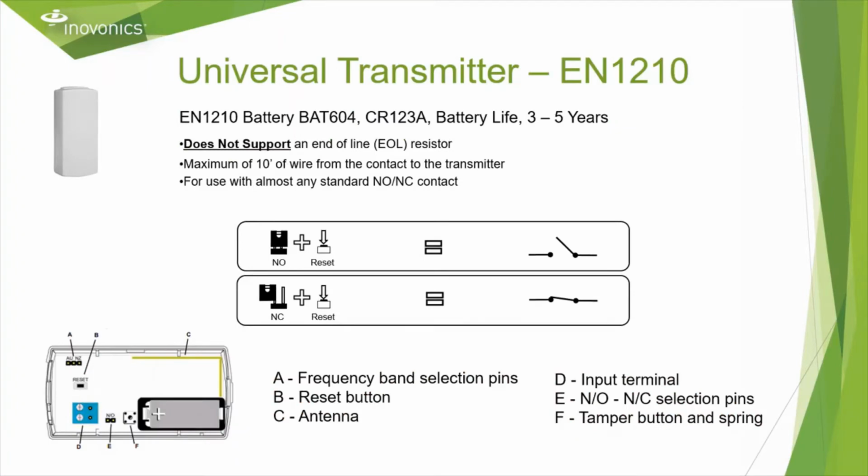The EN1210 is our baseline for the universal transmitters. It uses a CR123A battery with a 3 to 5 year battery life. The EN1210 does not support an end-of-line resistor, has a maximum wire length of 10 feet from contact to transmitter, and can change the input from normally open to normally closed by changing the jumper placement on the selection pins.